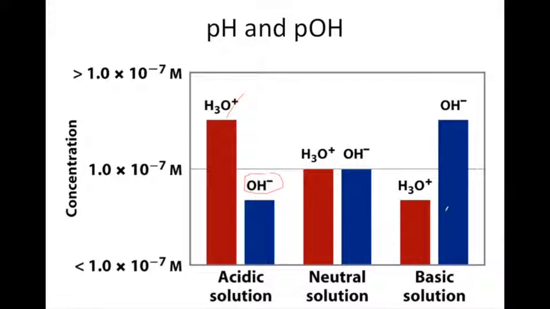Let's say you added a base to pure water. If you add a base to pure water, the hydroxide ion concentration will go up and the hydronium ion concentration must go down. So this would be a basic solution. So our Kw expression, our equilibrium expression for water, allows us to calculate and appreciate the reciprocal relationship between hydronium and hydroxide in an aqueous solution containing either an acid or base.